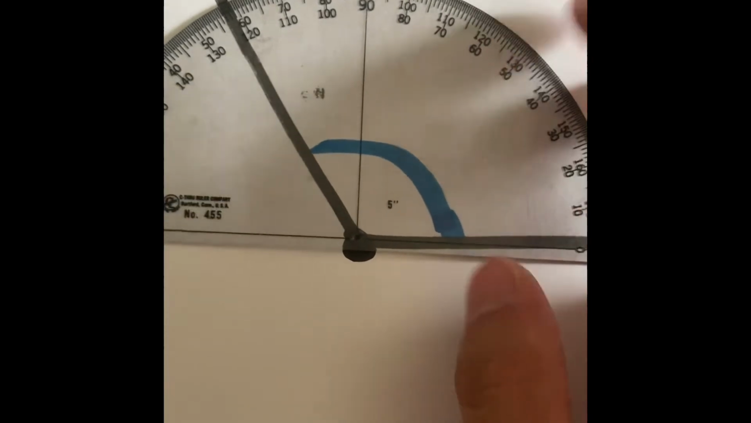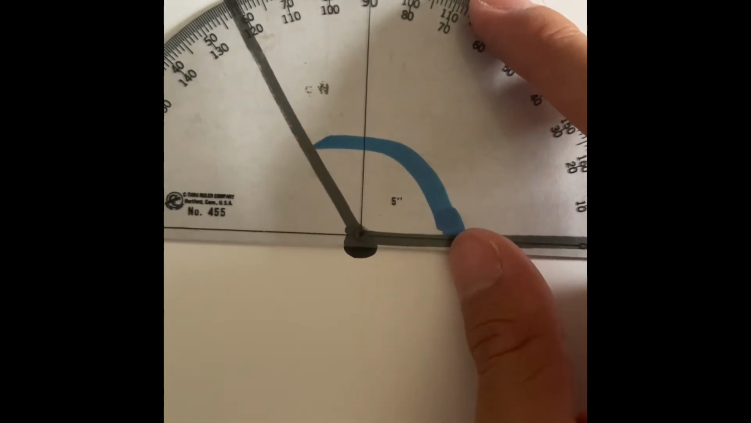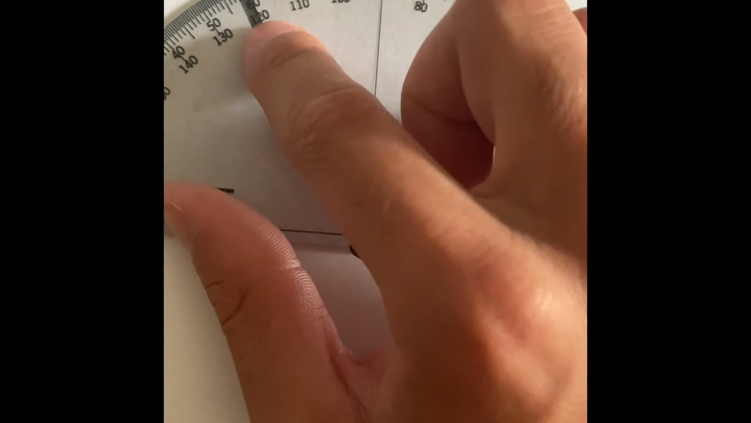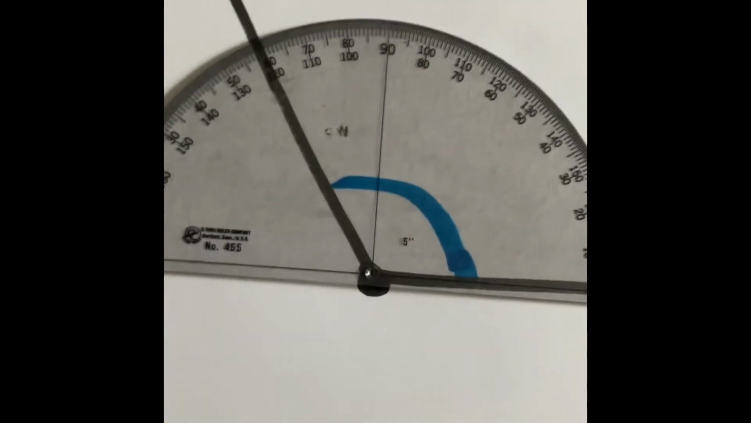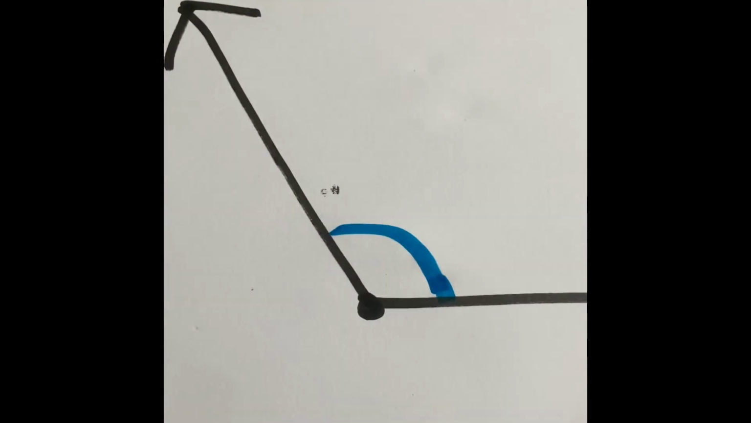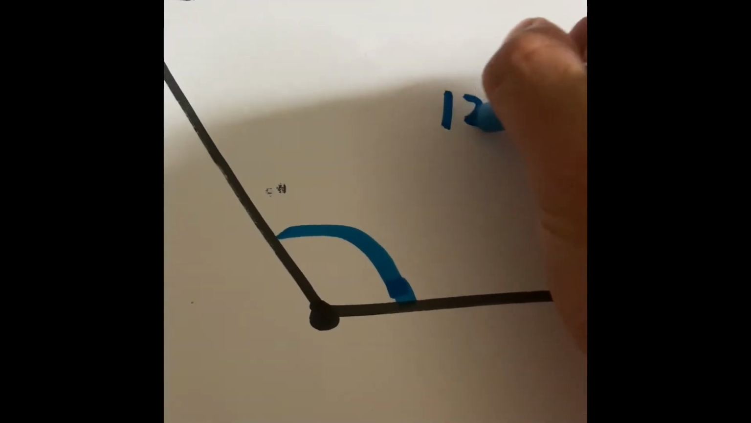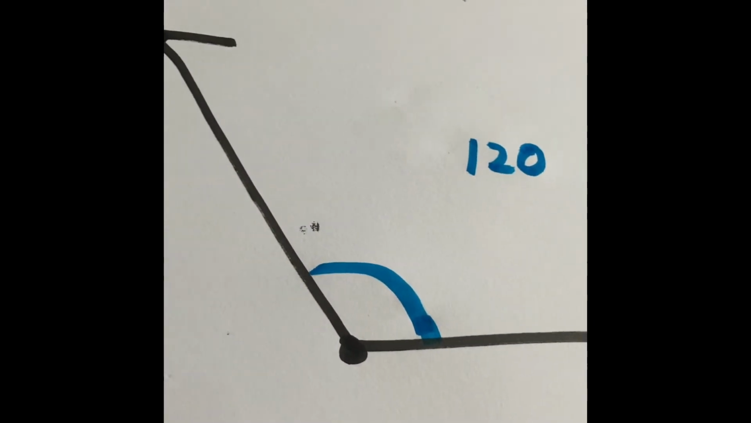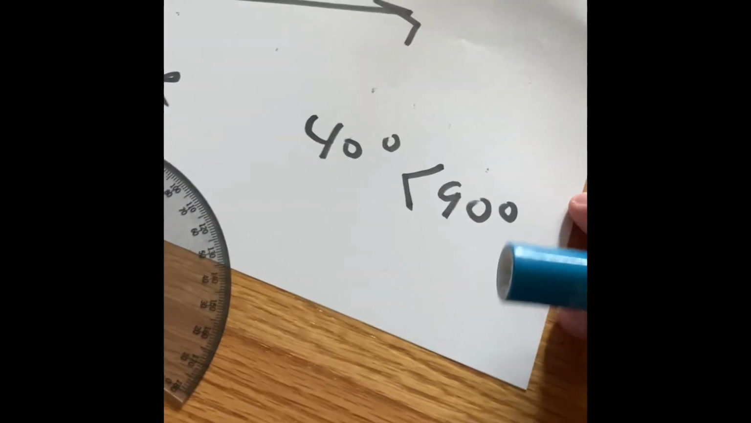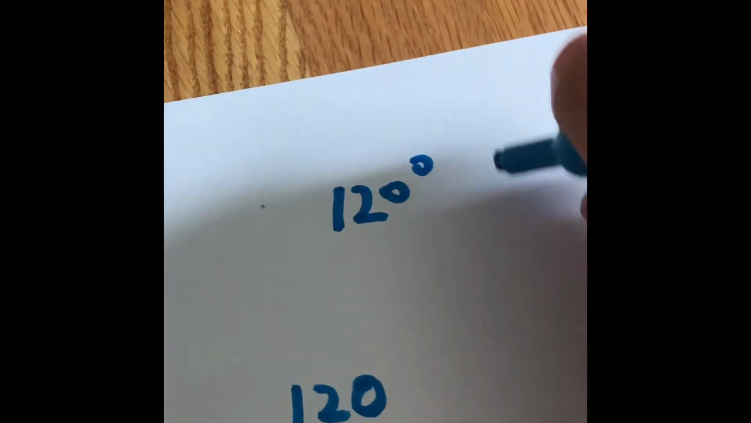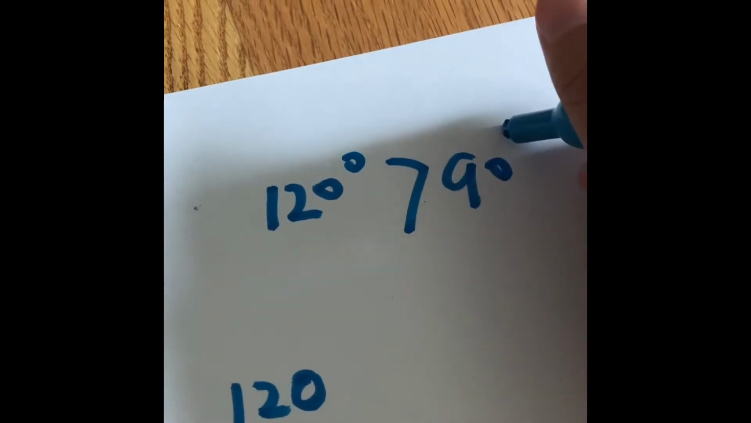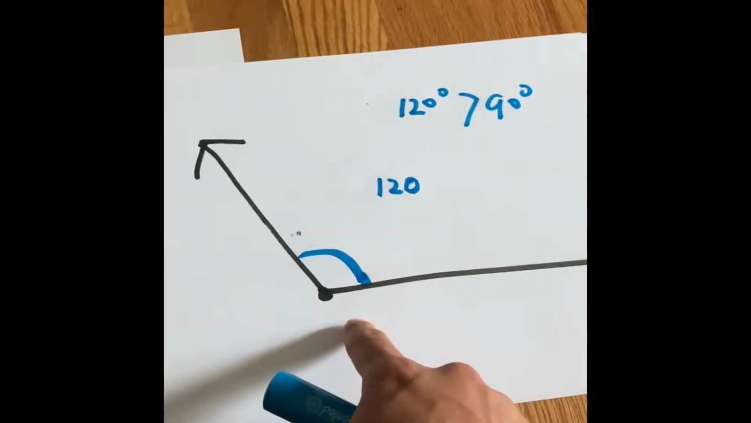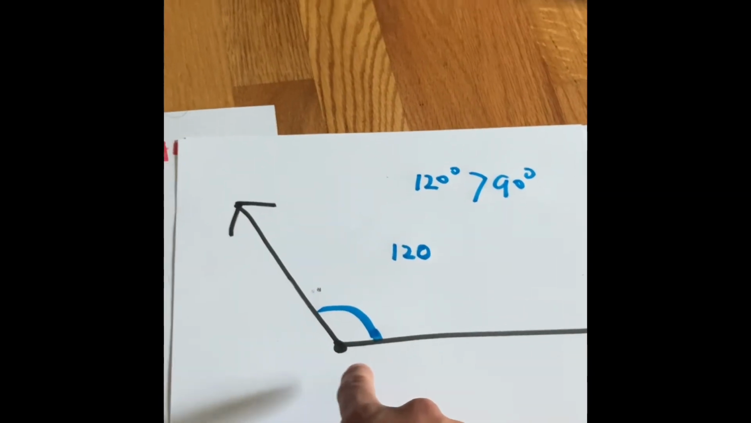So it appears that it says it's around 120 degrees. So how wide it is in degrees is going to be 120. Say, if we said an acute angle was less than 90 degrees and 120 degrees is greater than 90 degrees, therefore this is called an obtuse angle. Obtuse.